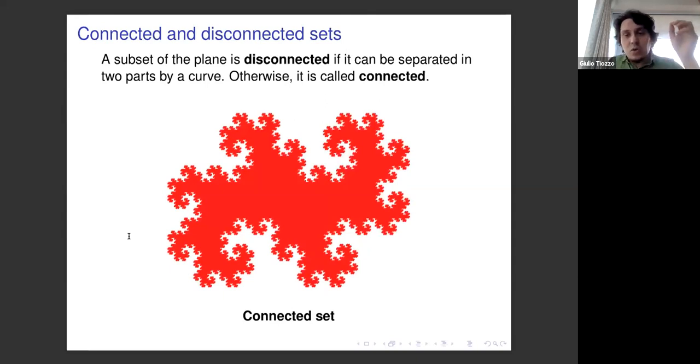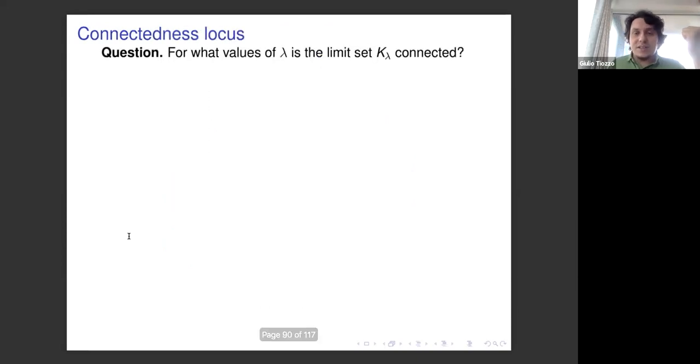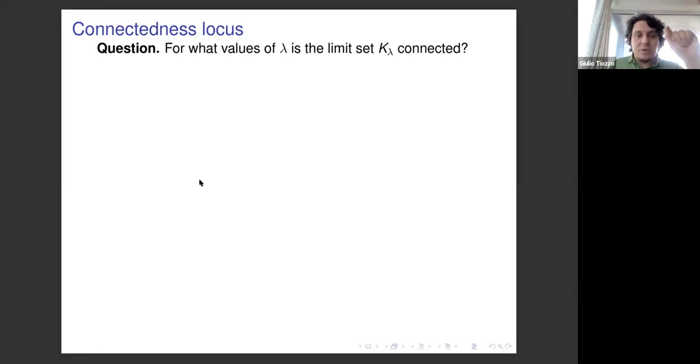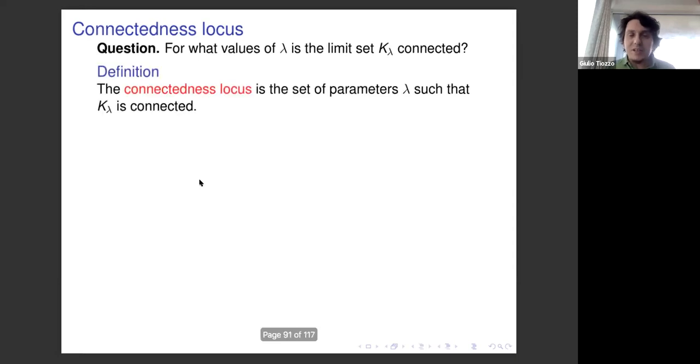And so what we are discussing now is what's usually called the connectedness locus, meaning the set of lambdas. Lambda is some number which can change. For every lambda, you have a different system, so lambda is usually called the parameter. And so the question is, for which lambda is this set connected? Precisely this is the definition of the connectedness locus. It's the set of parameters for which this limit set is connected.